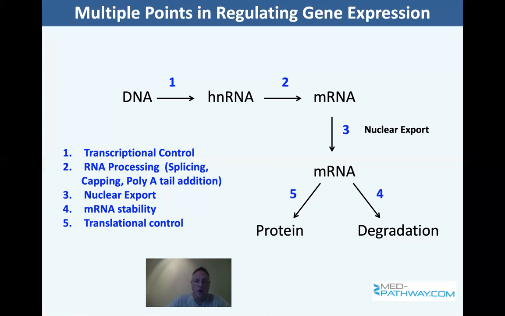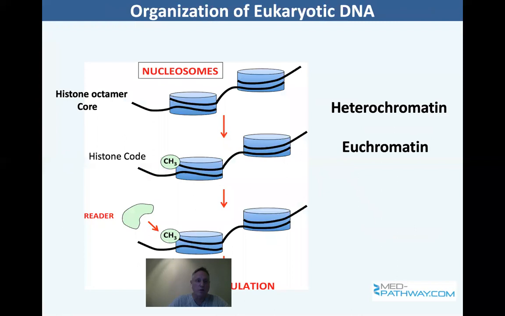And then the messenger RNA in eukaryotes is going to be cytoplasmic, where it can serve as a substrate for ribosomal translation, or it could actually be degraded. So the stability of the messenger RNA molecule is an important feature of its regulation.